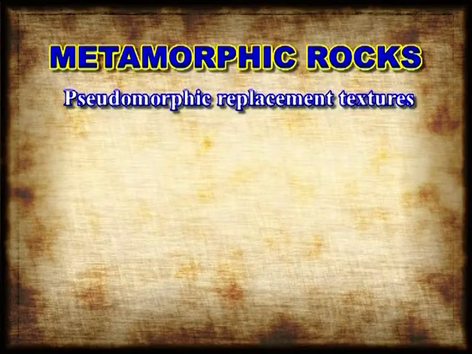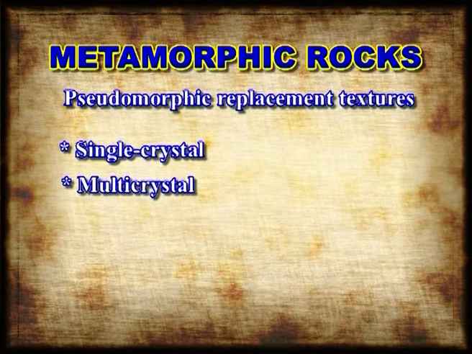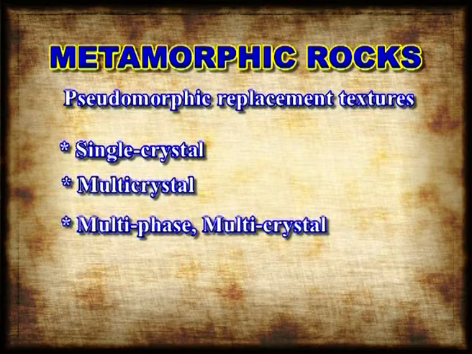Bastite texture, a third texture that occurs in serpentinites, where orthopyroxene crystals were completely replaced by aggregates of serpentine minerals, retaining the prismatic shape of the original orthopyroxenes. Pseudomorphic replacement textures. This includes single crystal, multi-crystal or multi-phase textures. Next is reaction textures. Under the reaction textures, several types of textures develop, that is epitaxial overgrowth. Epitaxial overgrowth is characterized by optical continuity between the mineral and its overgrowth.